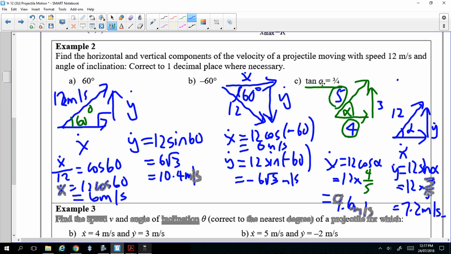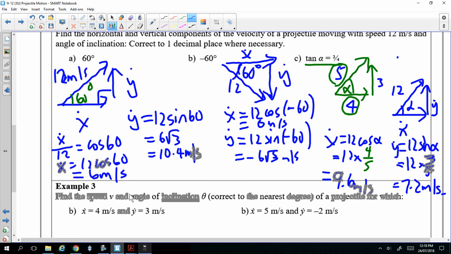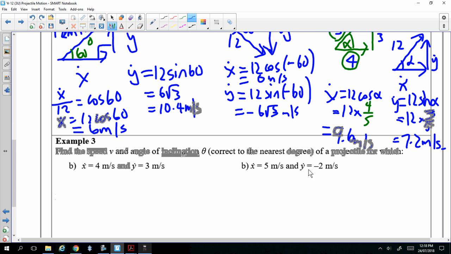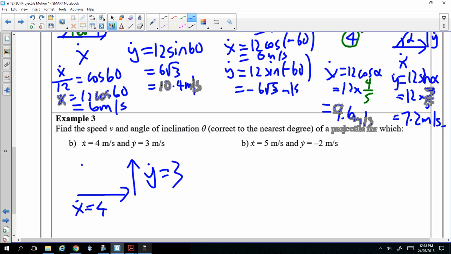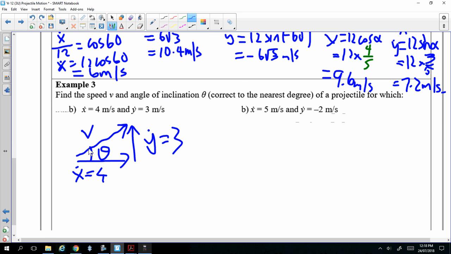Now we have to do the reverse. What happens if we give you the components and work out the speed and the angle? So let's do that. So we draw the diagram. X dot is 4 and y dot is 3, right? And then that means the actual speed is going that way. So you have to find two things, the angle and the speed, right? Now to work out speed, you just have to use Pythagoras. So v squared equal to 4 squared plus 3 squared. So the actual speed is 5 meters per second.